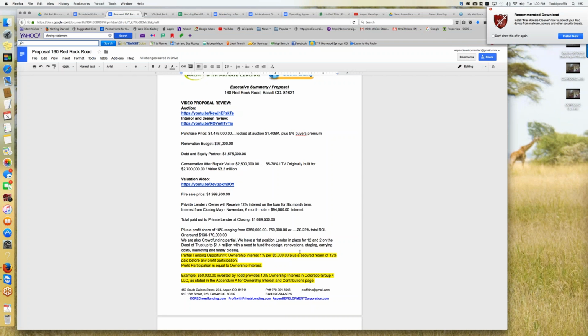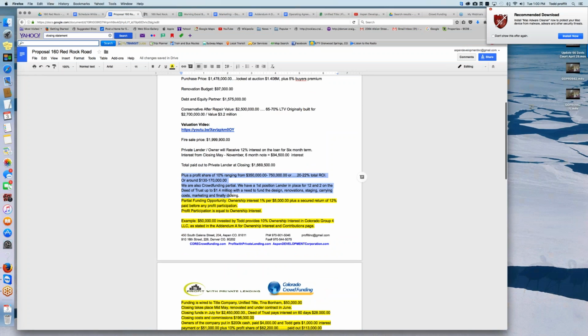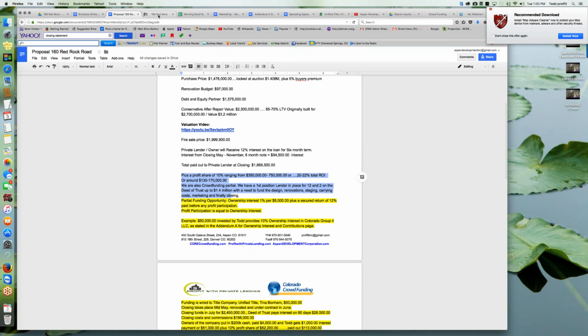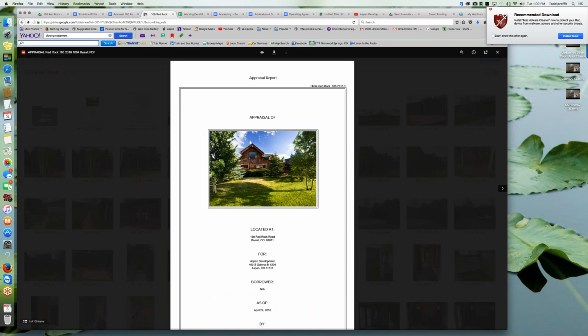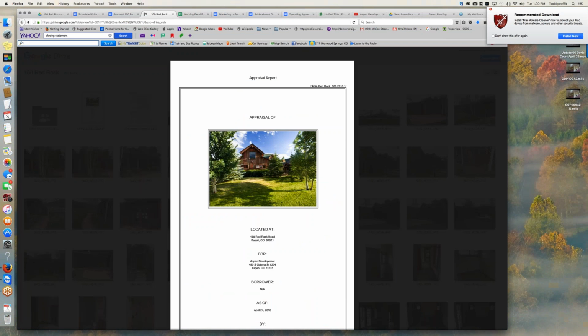In the proposal, we had an outline of the profit share, equity ownership interest, and an example so that everybody can get an idea of, if I put in $10, how much am I getting out. The appraisal, were you able to review that, Keith? I did not see that. Nope. Didn't get through the appraisal.